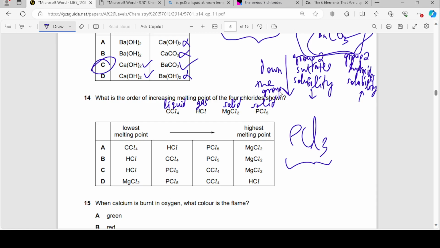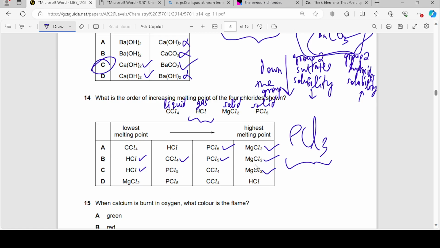The lowest melting point will be for HCl because it's a gas at room temperature. That's just using the chemical intuition you have built over the years. CCl4, on the other hand, is a liquid at room temperature. And then if I compare MgCl2 and PCl5, PCl5 is a simple covalent structure, as P and Cl are both non-metals. MgCl2, on the other hand, is slightly covalent but likely ionic, so it's going to have a much higher melting point as compared to PCl5, even though both are solid at room temperature. So the highest melting point is going to be for MgCl2.